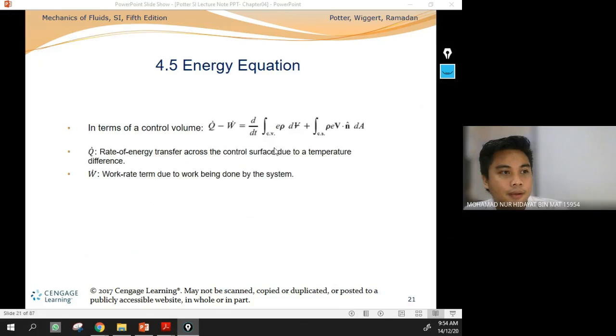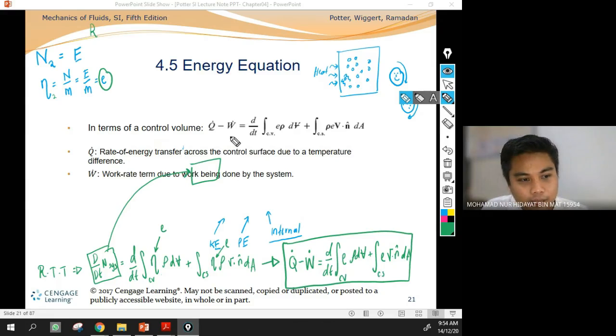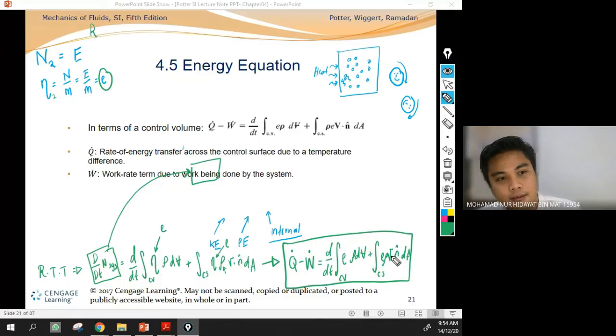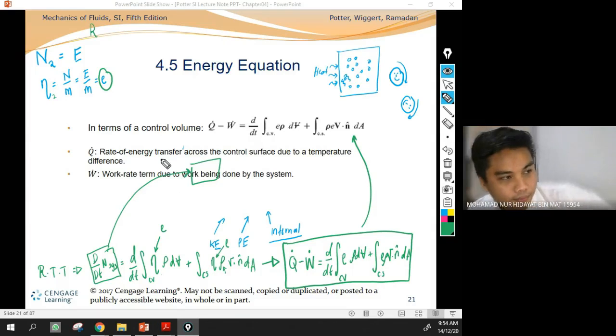Okay. Now you see it is the same as what I have explained. You can see Q minus W, D dt, E rho dV, control surface. Sorry, I left one term. We have the density. Remember, we have density here. Density, energy, velocity, normal vector, and dA. So it is the same as this energy equation, right?